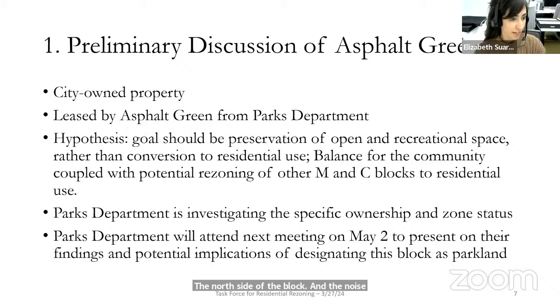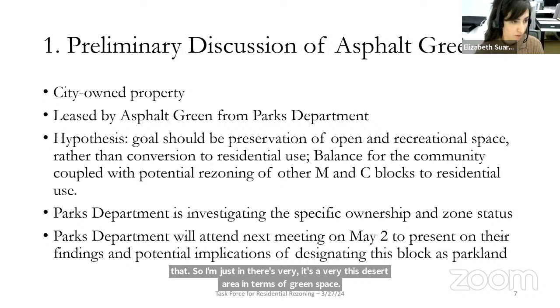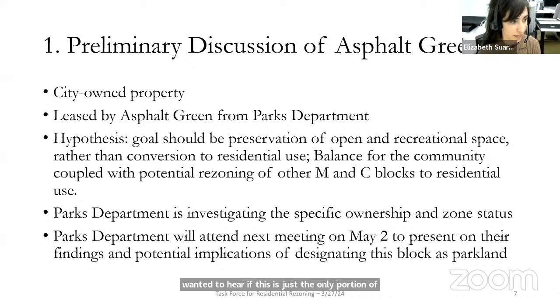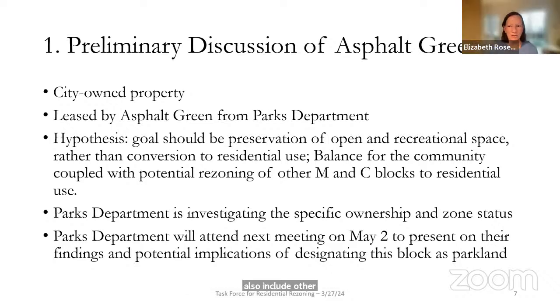It's a very deserted area in terms of green space, 94 and the other block on 90th, 91st Street. So I just wanted to hear if this is the only portion of the proposal that's going to be kept as green, or if you have something else later on that might also include other spaces. So great question, and thank you so much for being here.